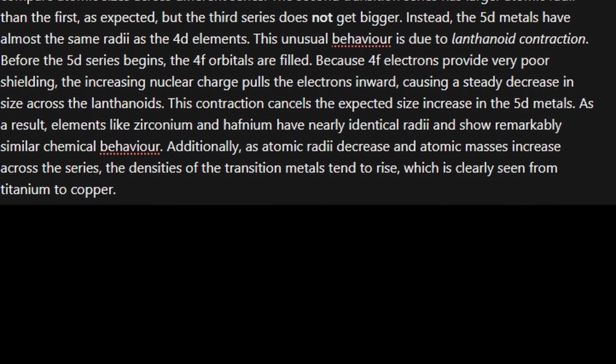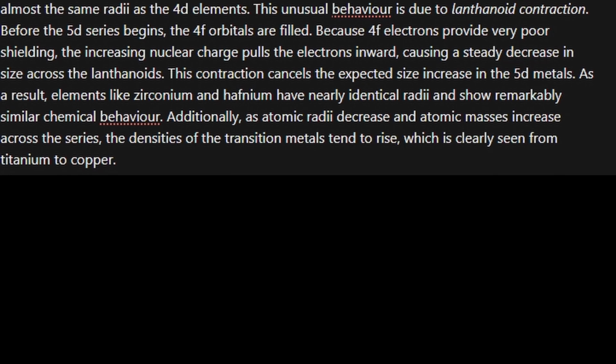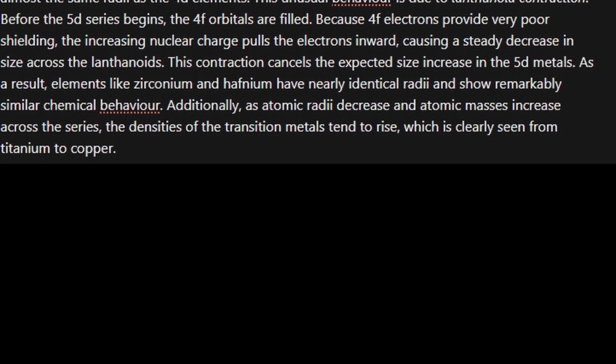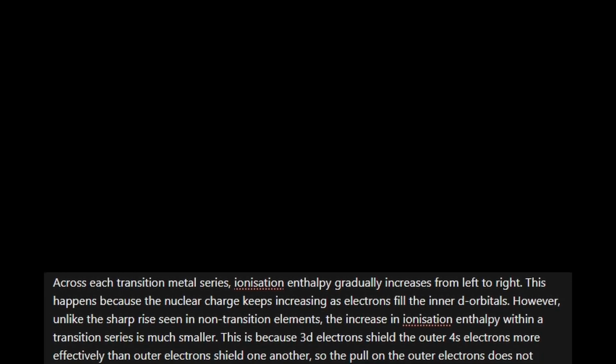Additionally, as atomic radii decrease and atomic masses increase across the series, the densities of the transition metals tend to rise, which is clearly seen from titanium to copper. Across each transition metal series, ionization enthalpy gradually increases from left to right. This happens because the nuclear charge keeps increasing as electrons fill the inner d orbitals.